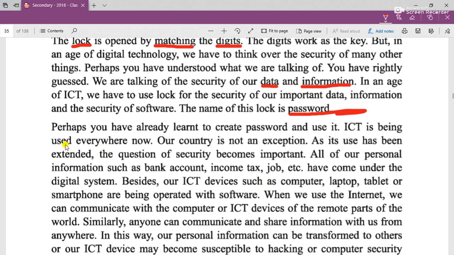ICT is being used everywhere now. Our country is not an exception, as its use has been extended. The question of security becomes important. All of our personal information, such as bank account, income tax, job, etc., have come under the digital system. Besides, our ICT devices such as computer, laptop, tablet, or smartphone are being operated with software.